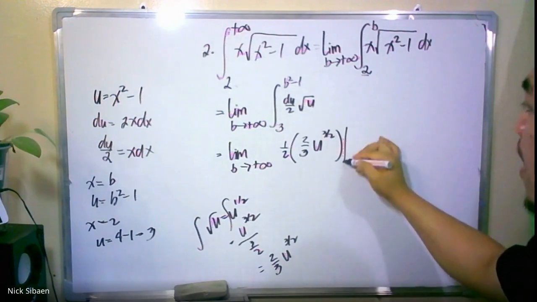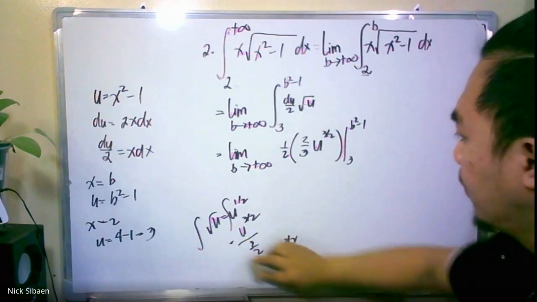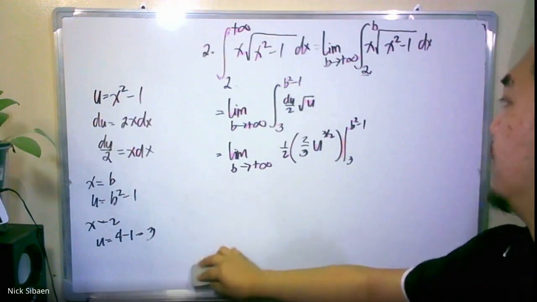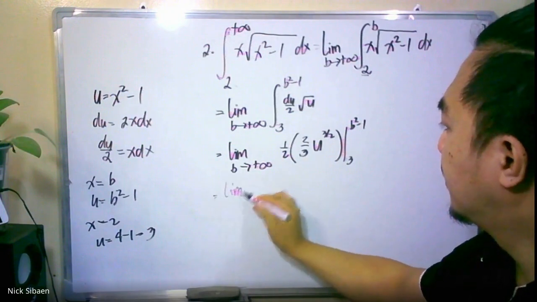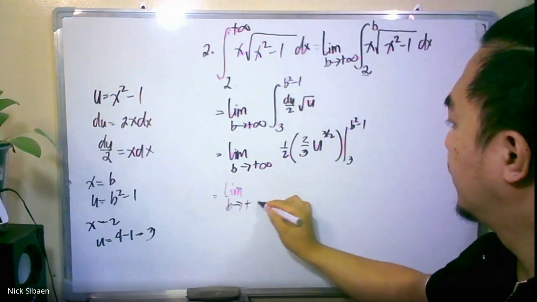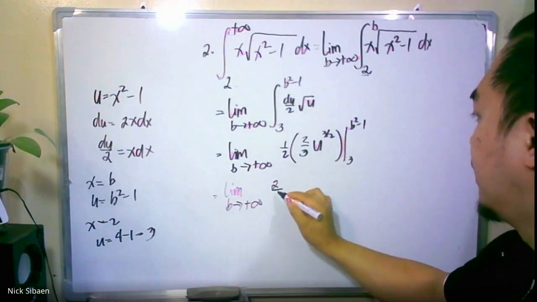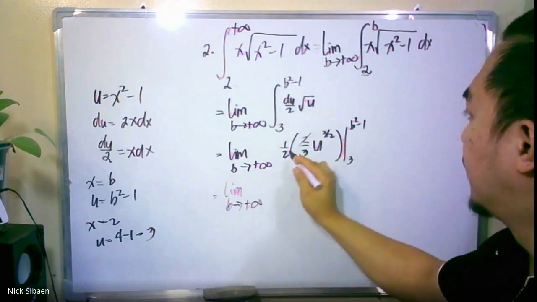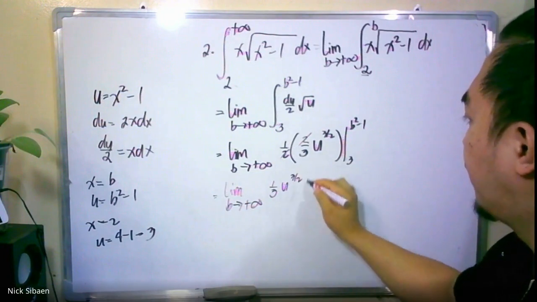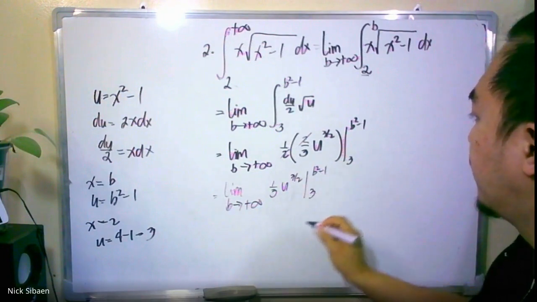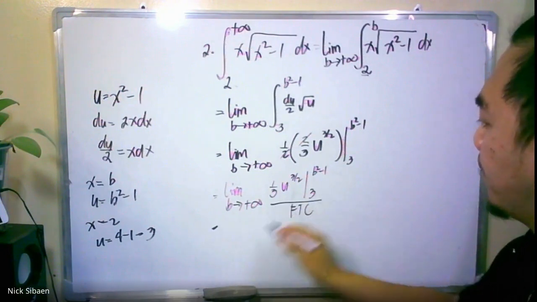Yan. From 3 to b squared minus 1. I-simplify muna natin para mas madali na lang gamitin or i-apply ang FTC. So this is just the same as 1 times 2, that's 2 over, hindi, simplify. 1/3 na lang siya. 1/3 u raised to 3/2 from 3 to b squared minus 1. And then the next step here is to apply FTC.